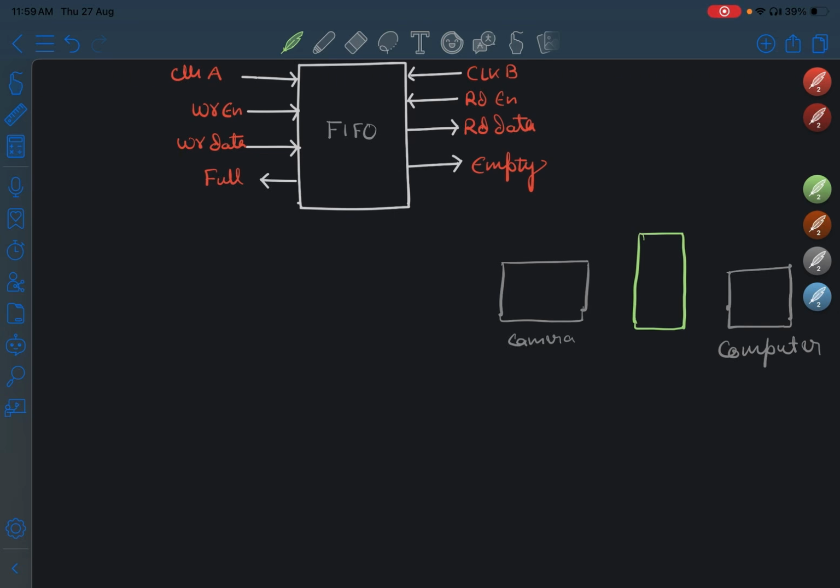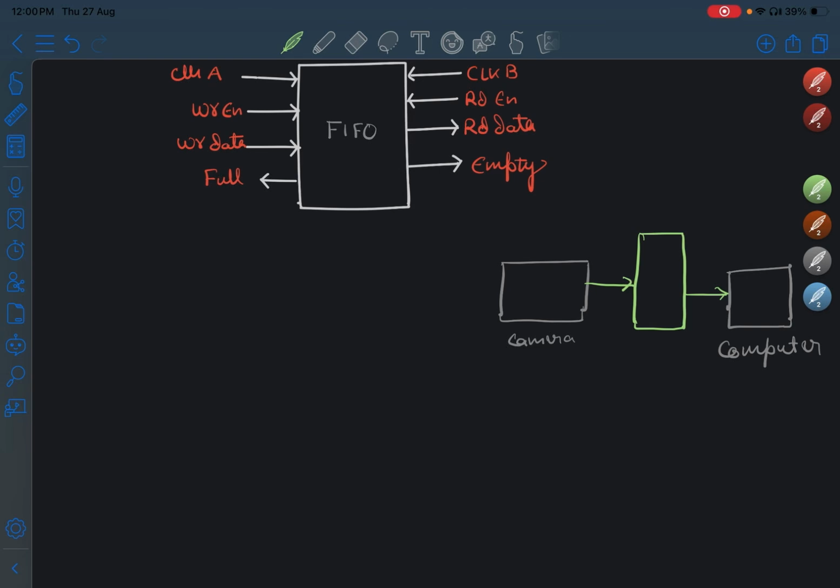So the camera is producing data faster while the computer is processing it slowly, so we put a FIFO buffer between them. The FIFO acts like a temporary storage box. The camera keeps sending the data into the FIFO and the computer keeps reading data from the FIFO. So now let's come to the interview question.